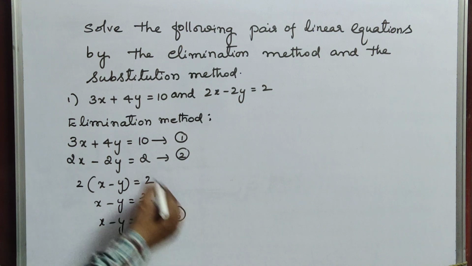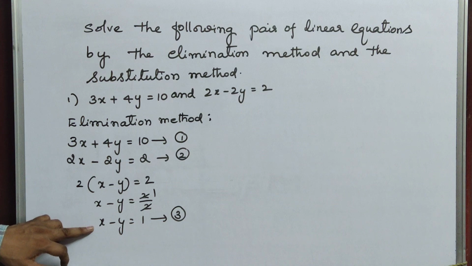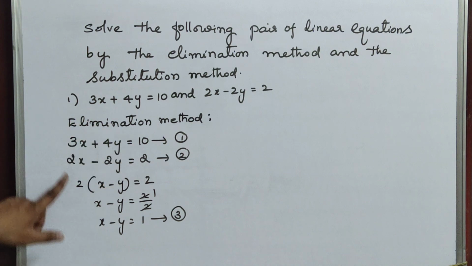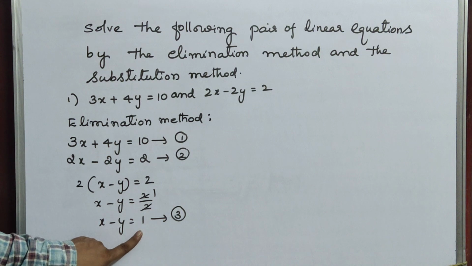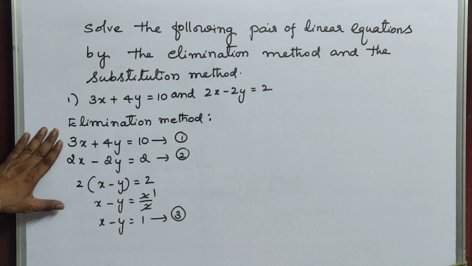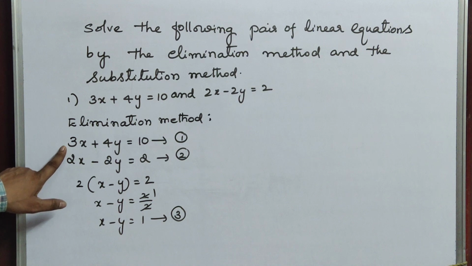Now you have framed a new equation, that is x minus y equals 1, which is equation 3. Now elimination method. See equation 1, that is 3x plus 4y equals 10, and equation 3, x minus y equals 1. Now you can eliminate x or y, your wish. If you want to eliminate x, here the x coefficient is 3, there the x coefficient is 1. So it is easy to multiply equation 3 with the coefficient of x in the first equation, that is 3.